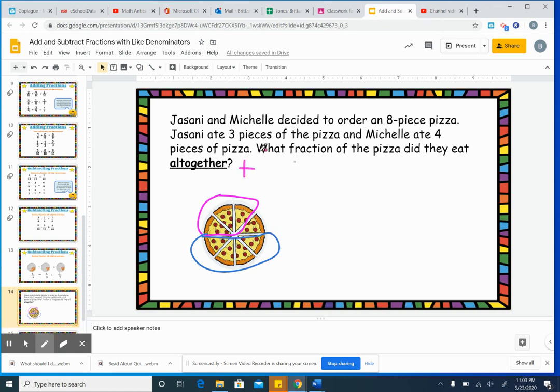Okay, so let's add up what Jasani ate. She ate 3 pieces. Michelle ate 4 pieces. So we have 3 over 8 plus 4 over 8. And that's going to equal 7 over 8.